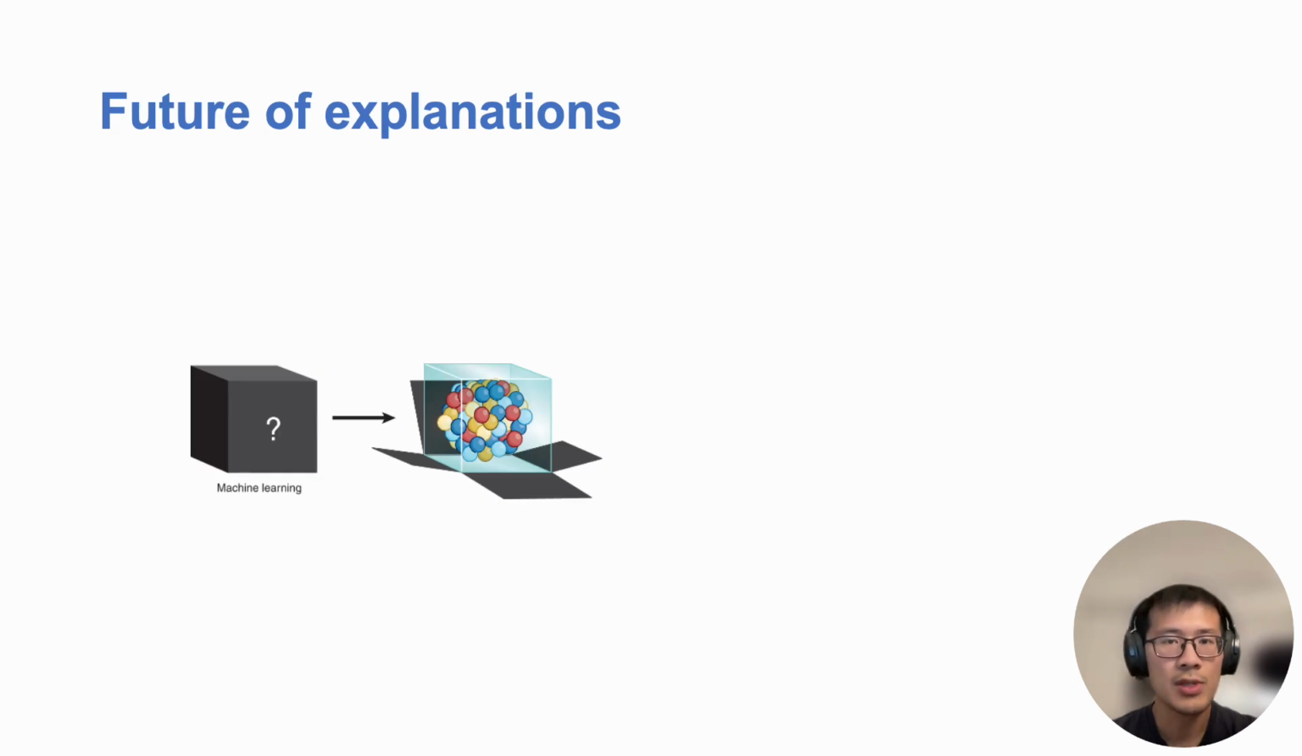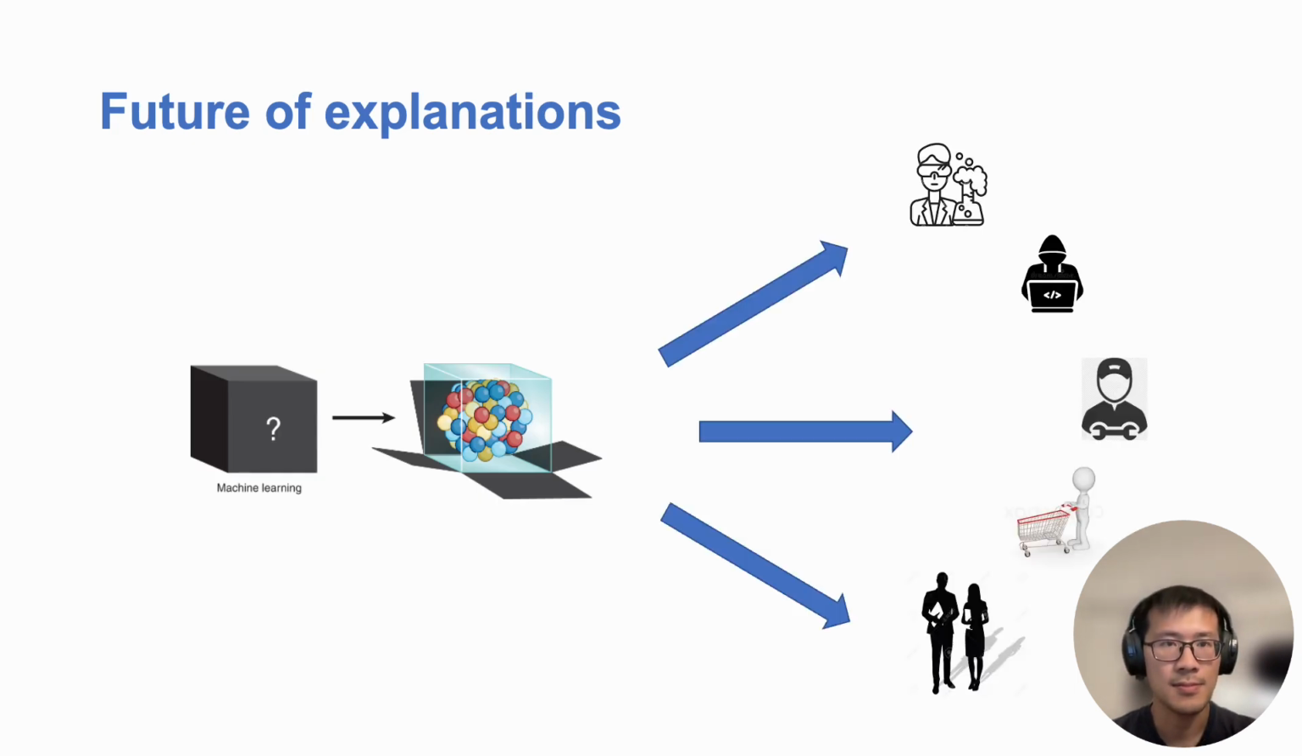Also, we will need to consider the audience. To open the black boxes, we need to reveal the mechanisms and also present the mechanisms in a way that is acceptable to a wide variety of audiences. And the explanations are going to be different when we are opening the black box towards different audiences.